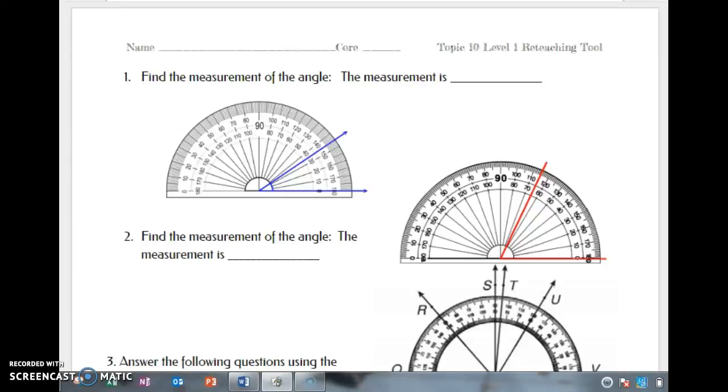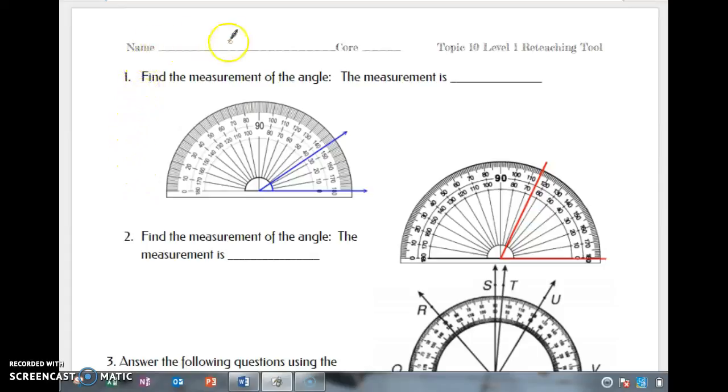Alright guys, you're probably watching this because you didn't pass your skills test on topic 10. So I'm going to go through with you the topic 10 level 1 teaching tool. If you haven't already, you should have picked up this level 1 teaching tool worksheet from the bin if you didn't get a 70% or higher.